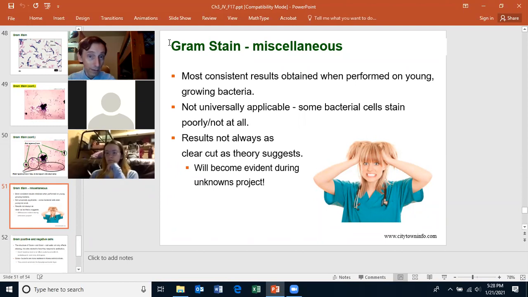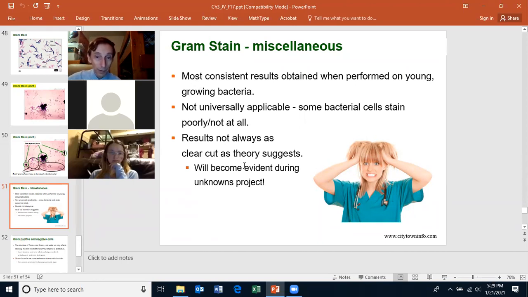And the gram stain is not universally applicable. Some bacterial cells stain poorly, if at all. That's particularly true for the Mycobacterium. They just do not readily take up the stains of the gram stain, meaning the crystal violet and the safranin. And the reason is that crystal violet and safranin are water-soluble stains, and the Mycobacteria family have so many lipids of mycolic acid in their cell wall, they do not readily take up the stains. So the results are not always as clear-cut as the theory would suggest.